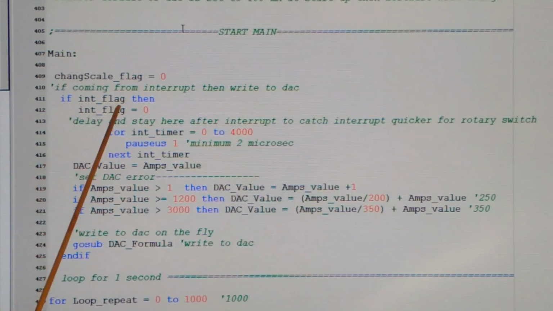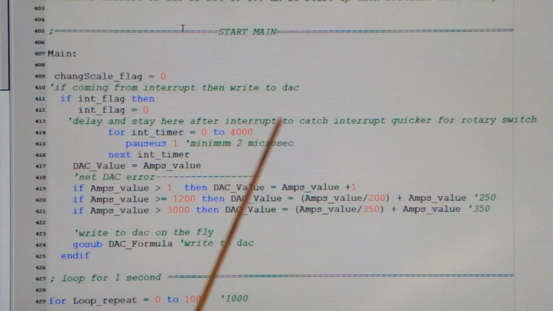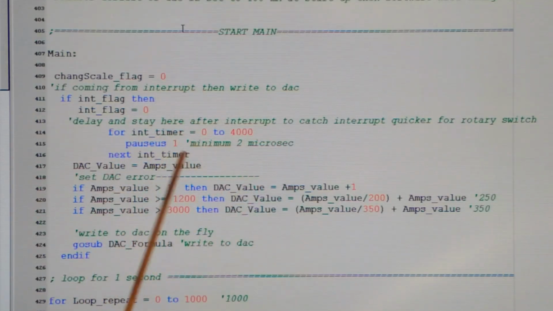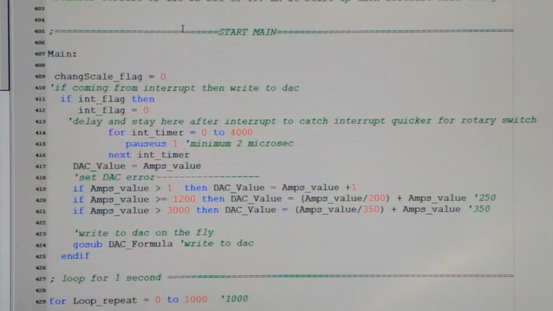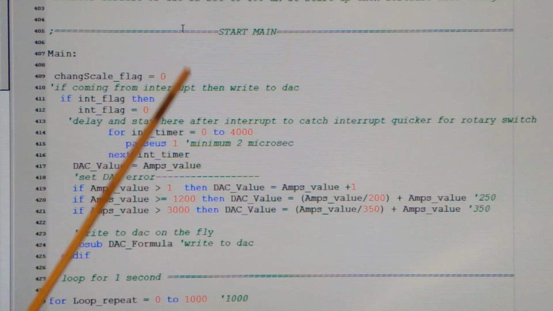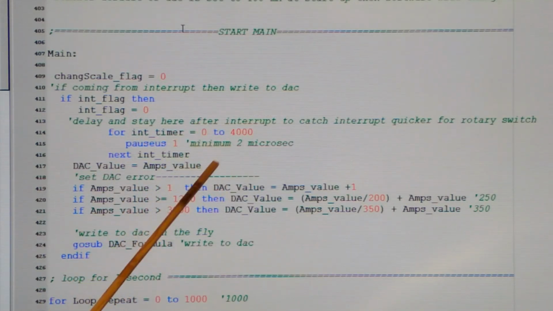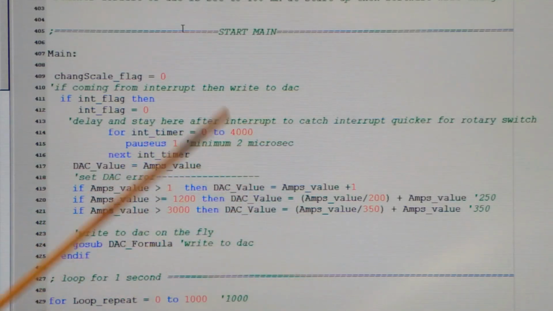Because I'm saying if an interrupt flag has been changed to 1, which is done in the interrupt routine, then I'm delaying here, pause 1, which is supposed to be 1 microsecond. And the reason why I pause here is that once I've gone to an interrupt, it means I have changed the values of the current reading or the delay time reading. Therefore, you need to talk to the LCD screen to update the figure that you've just changed it to, right?